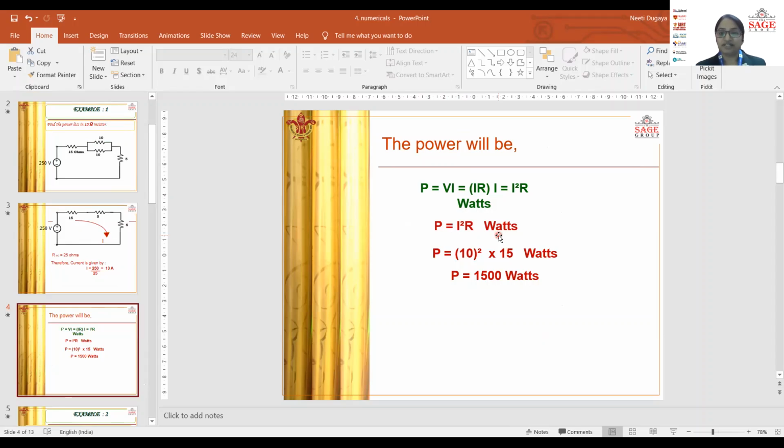We have already calculated the current, 10 ampere. So power would be 10 amperes square into 15, that is the resistance. The resistance through which we need to calculate power is 15 ohms. So we take up this resistance. Power is 10 square into 15 watts, that is 1500 watts. So now we have found the answer for this problem, that was to find the power across the 15 ohm resistance, right? Now we'll take up the second example.